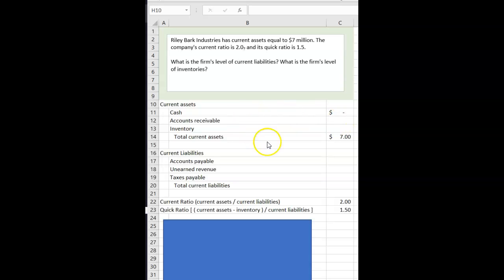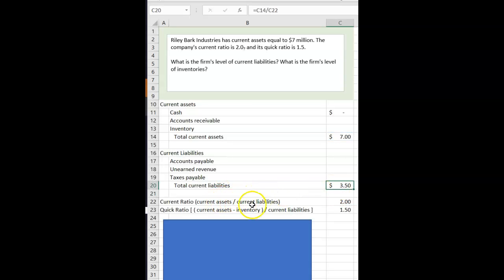All right, so let's just assume that this is what their balance sheet looks like, and this is what the current liabilities look like. We're given 7 million, so we can plug that in, and we're told the current ratio is 2, and the quick ratio is 1.5. If the current ratio is current assets divided by current liabilities and equals 2, hopefully you can easily see that this number has to be equal to 7 divided by 2, right?